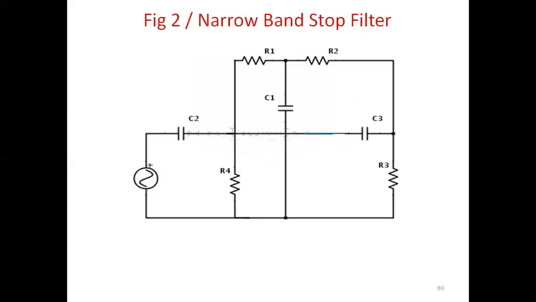Narrow bandstop filter or a notch filter is shown here. It uses a twin T network. That means double T networks are available here. Input voltage, R1, R2, capacitor C1. This is a T network, and C1, C3, R4, another T network. Since we are using two T networks here, it is called a twin T notch filter.